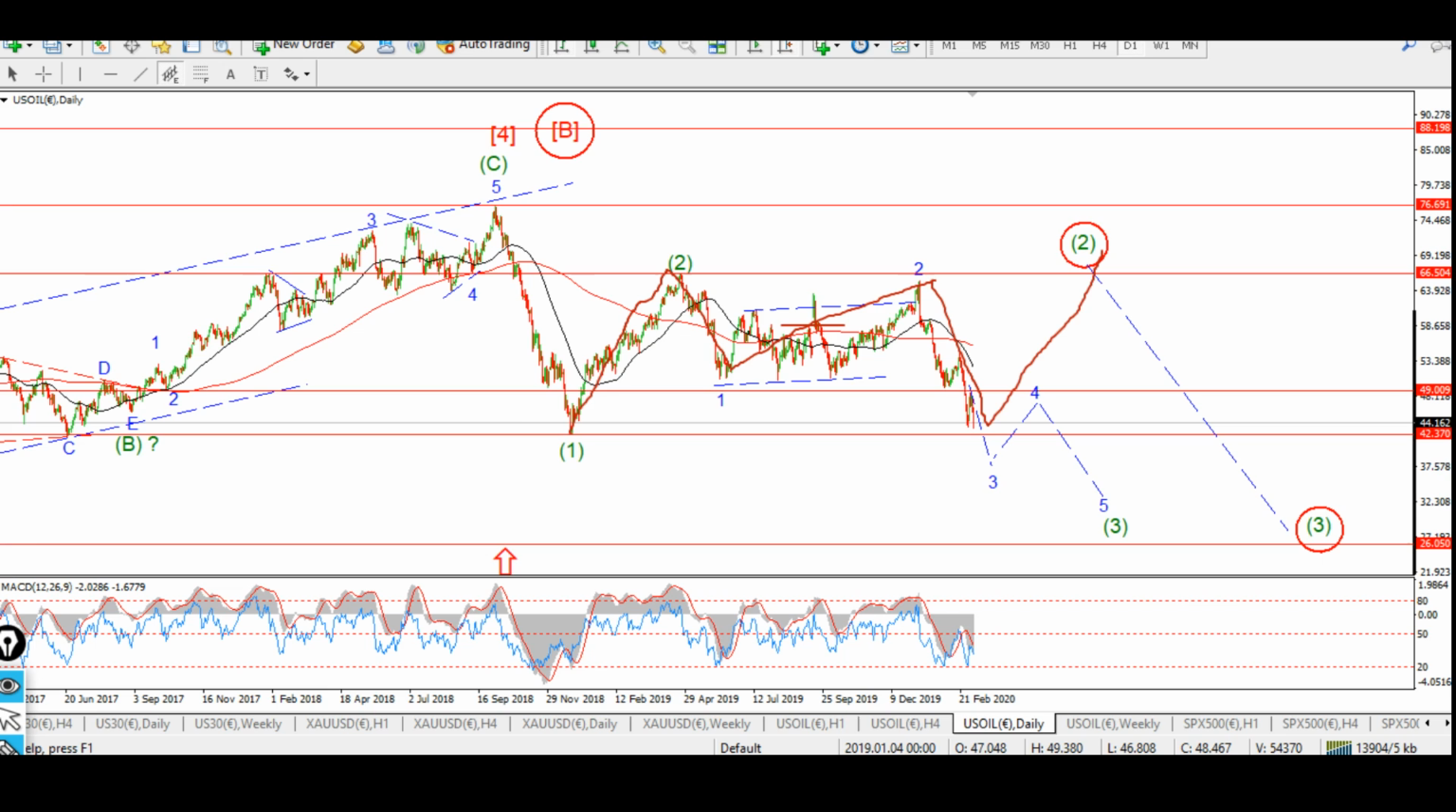But like I said, each step, one step at a time. Let's work with the initial wave count. So the third wave, a large third wave down, would be wave 1, 2, and wave 3 in blue is what we're working on right now.